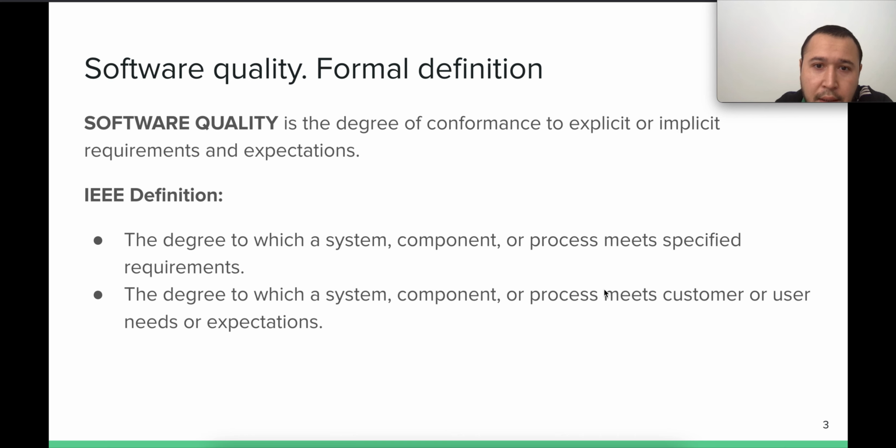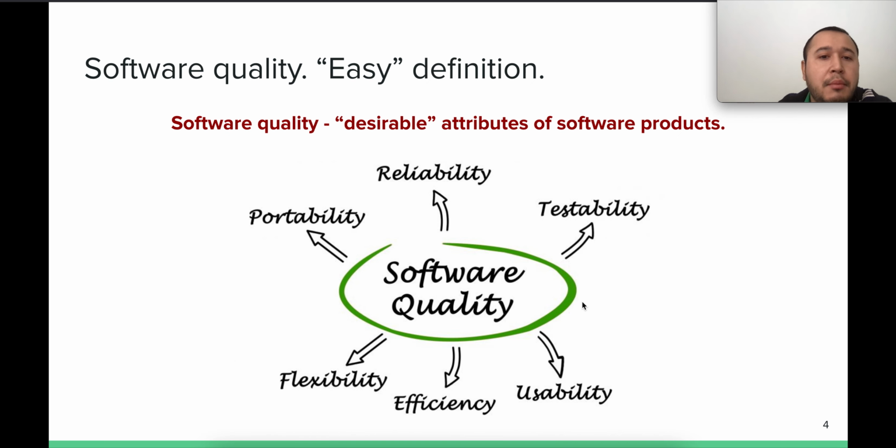So this is the formal definition of software quality. That is, it is the degree to which a system, component, or software product meets the specified or expected requirements of a user or client, right? So this is a formal definition of software quality. Okay, so let's switch to an easier definition.